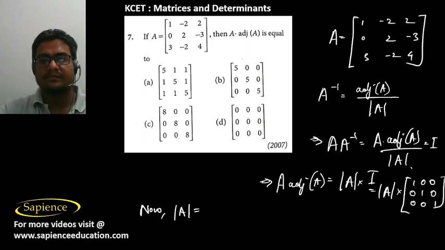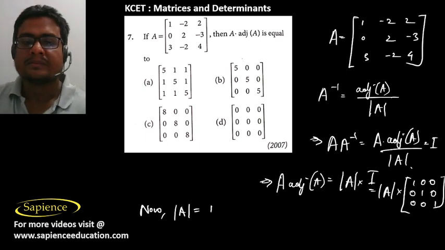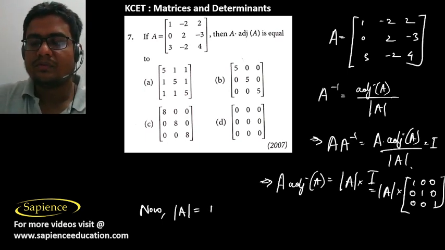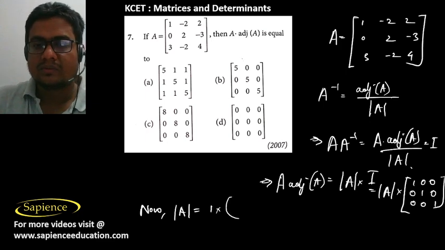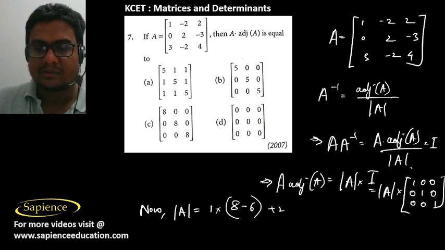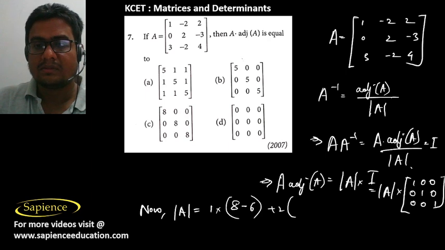value will be 1 into, so if we expand it along the first row, then we will get 1 into 2 4s are 8, minus 2 3s are 6, then minus of minus 2, that is plus, so plus 2 into, then we will remove the first row and second column.